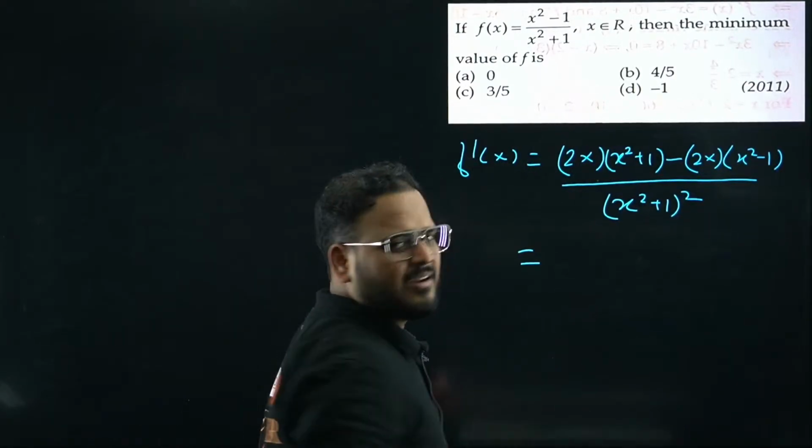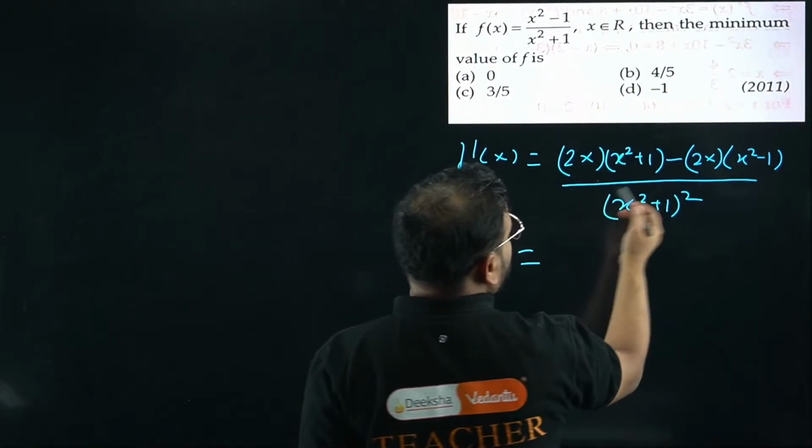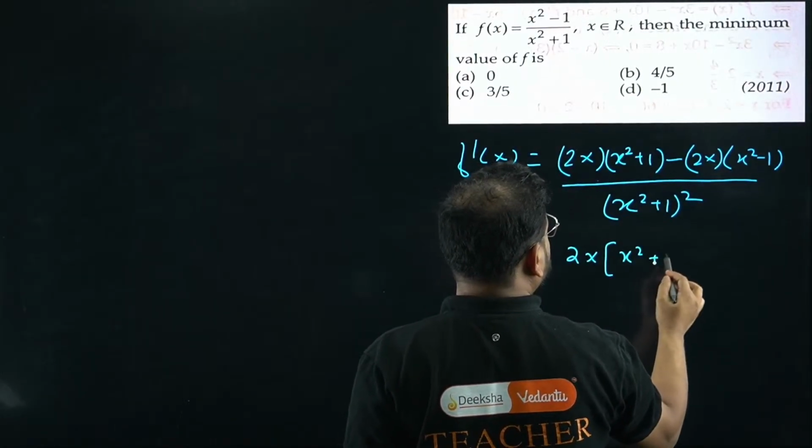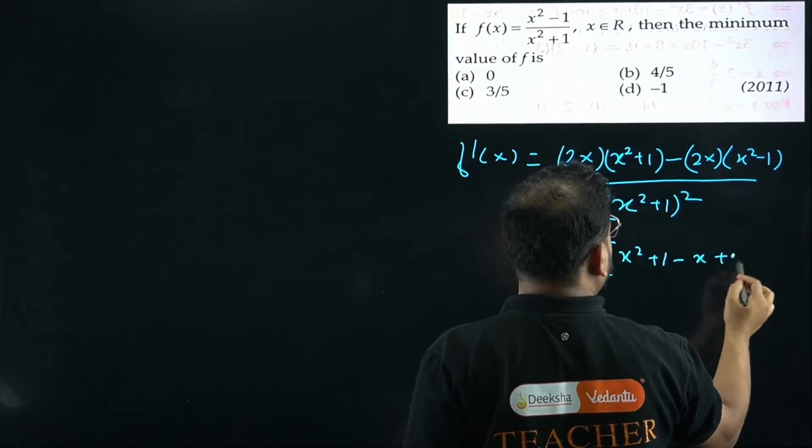Looks challenging? Will not be, I'll show you. What I have over here, I can take 2x common, right? I have here left x square plus 1 minus x square plus 1. Please check.